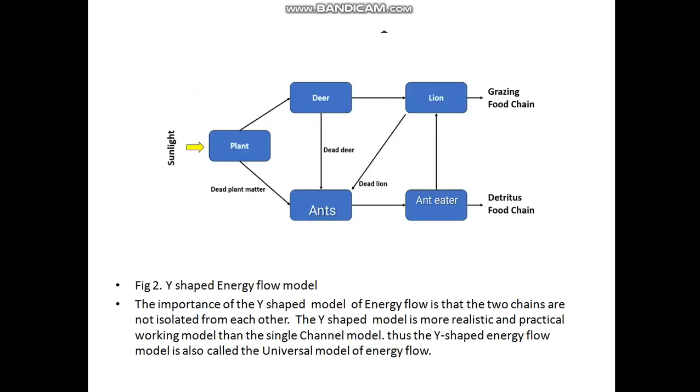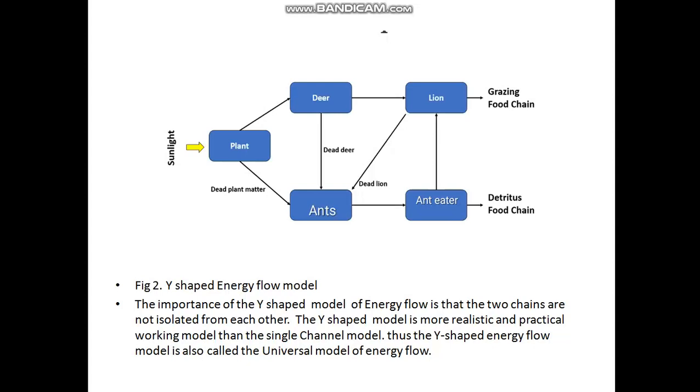So if you look at the figure, this is the Y-shaped energy flow model. You can see that the sunlight, when it falls on the plants, can be eaten by the deer, which can again further be eaten by the lion. This is the grazing food chain. If you look at the other food chain that goes simultaneously, on the lower half of the figure, you can see the plants, when they die, the dead plant matter can be eaten by the ants. The ants can also eat the dead deer or dead lion, and these ants can be eaten by the anteater, which actually is a part of the detritus food chain.